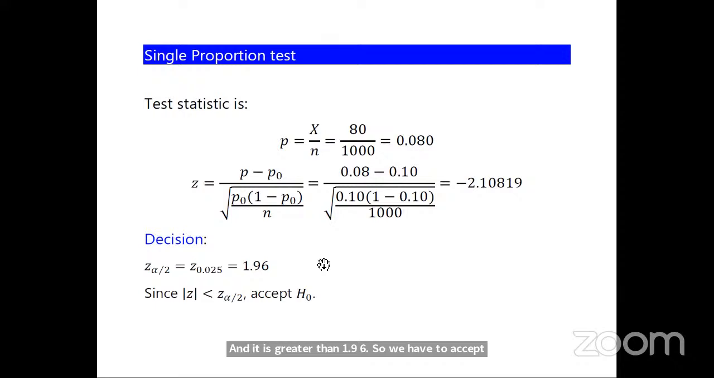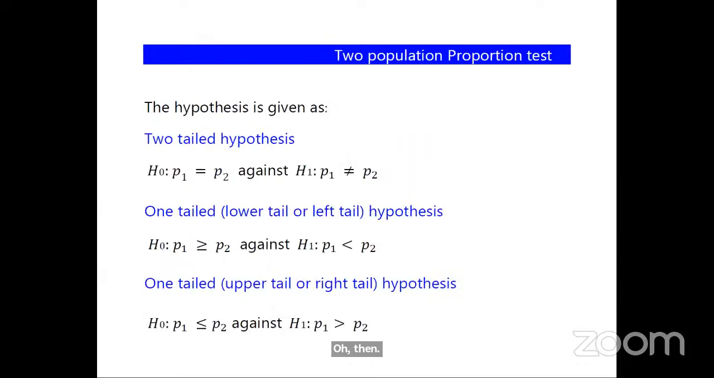So that is how, I think it is wrongly written as less than, but it should be mod Z greater than Z alpha by 2. And so we have to reject H naught. Right? So in this way, we can do the single proportion test.